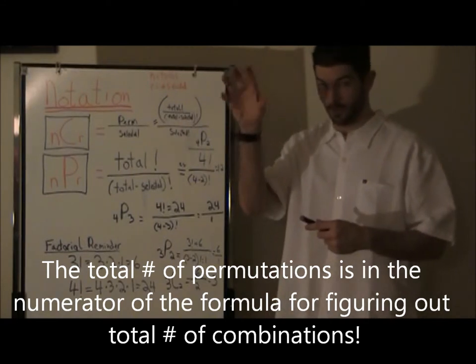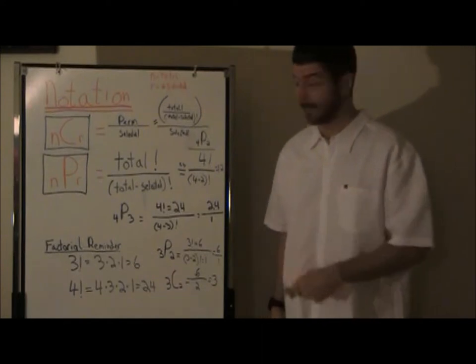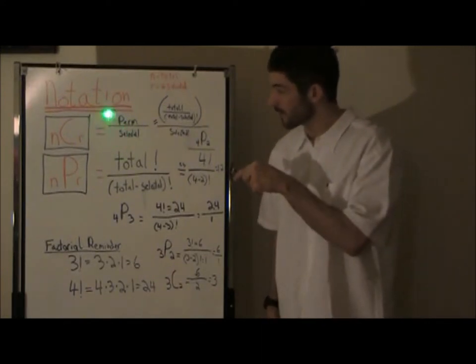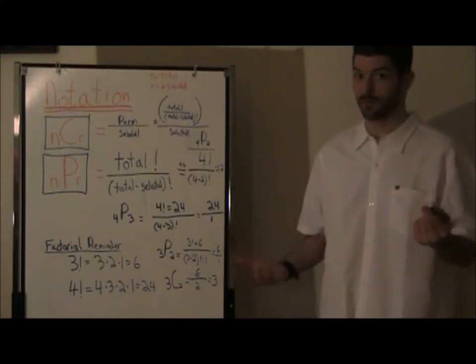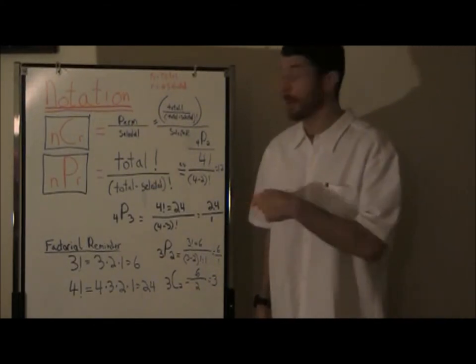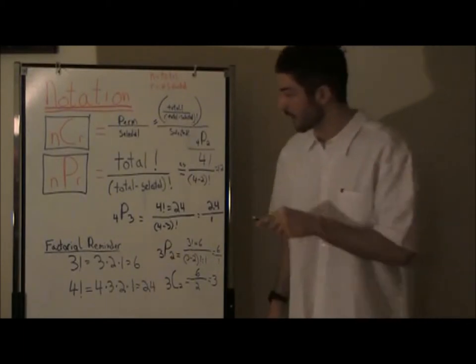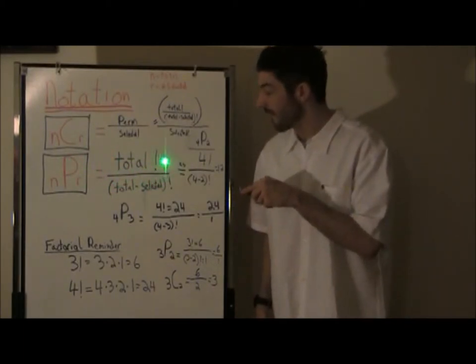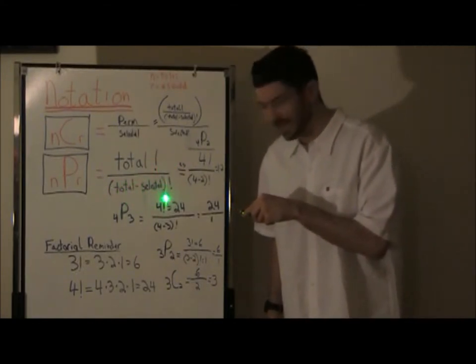So it's best to understand permutations first, because the total number of permutations used in a selection is actually a component of combinations. You see here in the equation for combinations that the total number of permutations is actually part of the equation. So understanding permutations is the best thing to do first. Oh, that's awesome! Okay, the permutation notation is the total number factorial over total minus selected factorial.